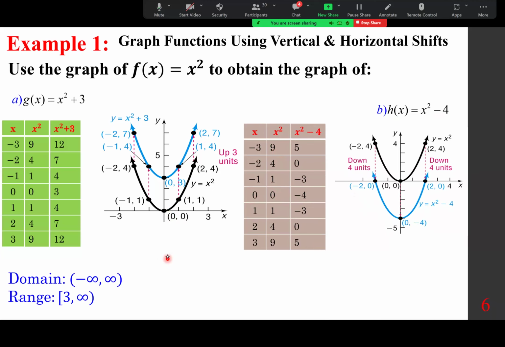So if you look at a bunch of them, 0, 0 to 0, -4, 2, 4 is now 2, 0. -2, 4 is now -2, 0. Those 3 points are good enough to show us it's the same graph shifted down. As a result, the domain doesn't change. But the range now is from the y coordinate of this point, -4 to infinity. So domain doesn't change, but range does.